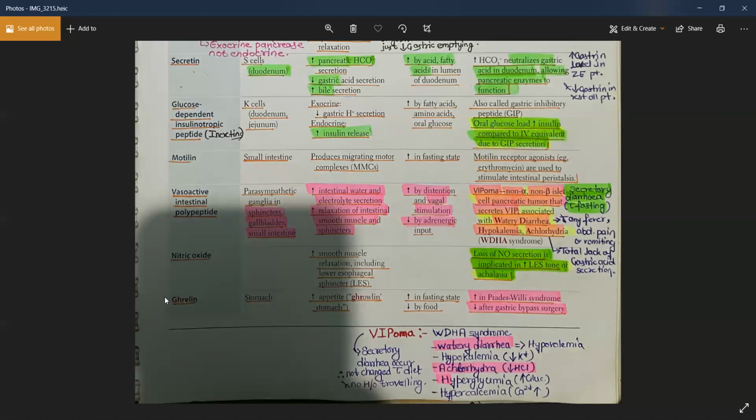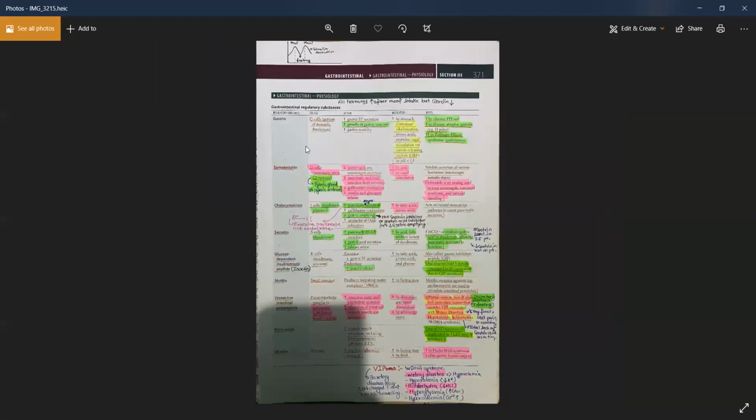And ghrelin is released by the stomach. It is increased in the fasting state and decreased by food. It is increased in Prader-Willi syndrome, and it decreases after gastric bypass surgery, because in gastric bypass surgeries, the stomach cannot release ghrelin into the circulation, right? That's all about the GI hormones.